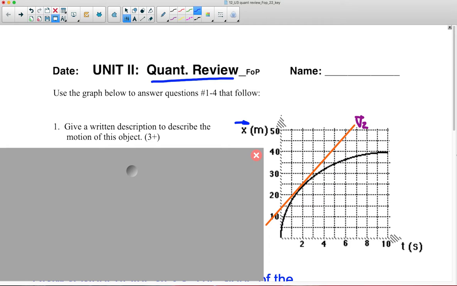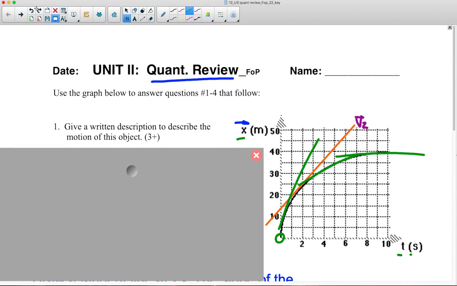Number 1 says, give a written description of the motion. There are 3 really important things here from our position versus time graph that they give us. The 3 most important things are that the starting position is 0, the overall direction is that it's moving in a positive direction, and the object is slowing down. And we know that because the slope becomes less steep as time goes on.